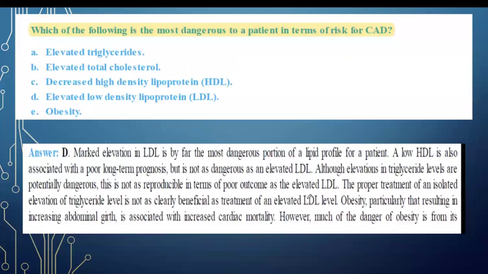The question here is, which of the following is the most dangerous to a patient in terms of risk factor for coronary artery disease? The options are elevated triglyceride, elevated total cholesterol, decreased HDL, elevated LDL, and obesity. Among the options, elevated LDL is the most important risk factor and the most dangerous one.